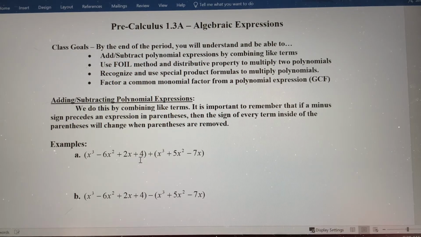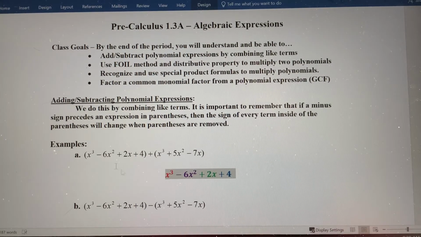So, adding polynomial expressions. I'd rewrite this without the parentheses. Notice I've color-coded based on the exponent. So x cubed in red, x squared in purple, and so on, okay? Again, when we're adding polynomial expressions, we're just going to eliminate the parentheses. It would be like distributing a positive 1. So the signs inside of this trinomial here are not going to change, okay?